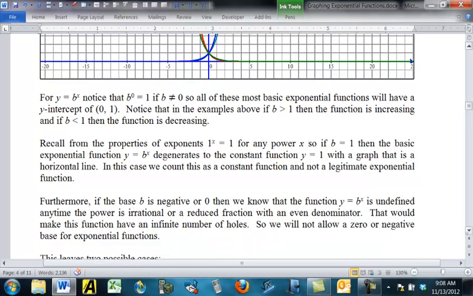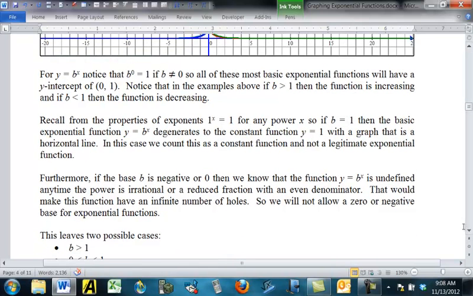Now if you allow a base that's negative or 0, then we've got an even bigger problem, because remember, if you raise 0 to a negative power, it's undefined, or 0 to the 0 power is undefined. So we have things that are undefined there. When we have a negative base and we raise to a power that's irrational, or to a power that's a fraction with an even denominator, then that's going to be undefined.